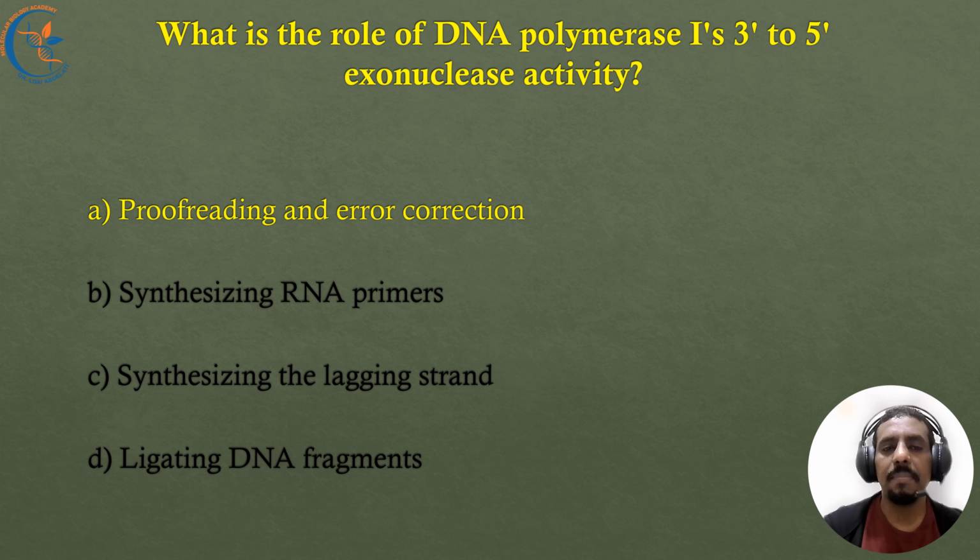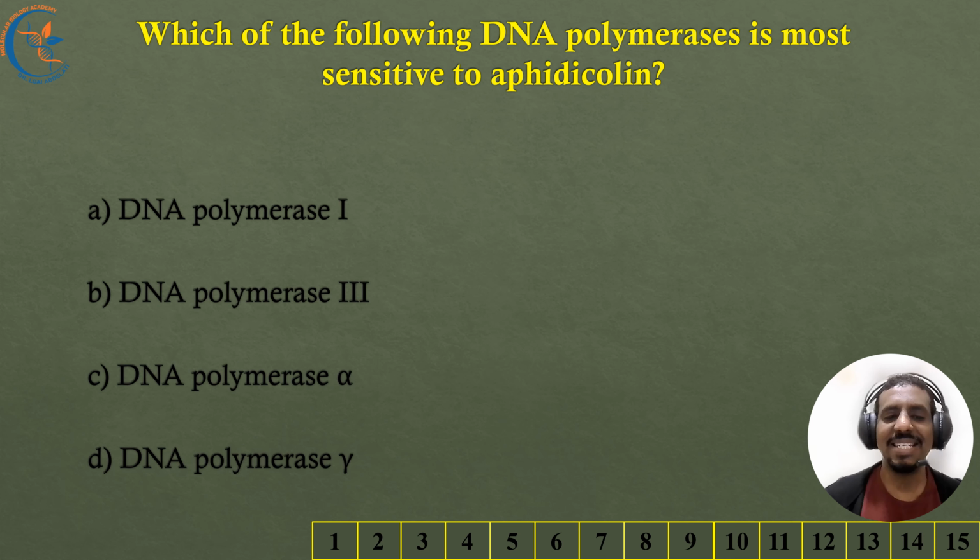The 3' to 5' exonuclease activity of DNA polymerase 1 proofreads and corrects errors during the DNA synthesis by removing mismatched nucleotides. All right, so the correct answer here is proofreading and error correction. Let's move on. All right, the next question is, which of the following DNA polymerases is the most sensitive to acetylcholine?